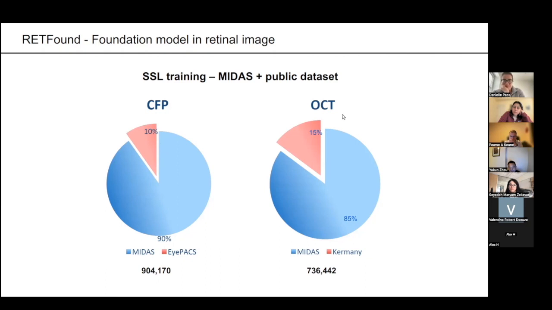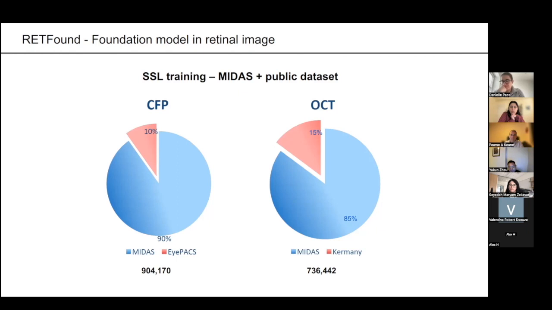And for the OCT, we collected more than 700,000 B-scans, and 85% are from MIDAS and 15% from the public dataset. As you can see, the majority of the images are from Moorfields Hospital. The reason why we also try to incorporate some public data is that we want to increase the diversity of the data representation, because MIDAS inside Moorfields is naturally located in the UK.